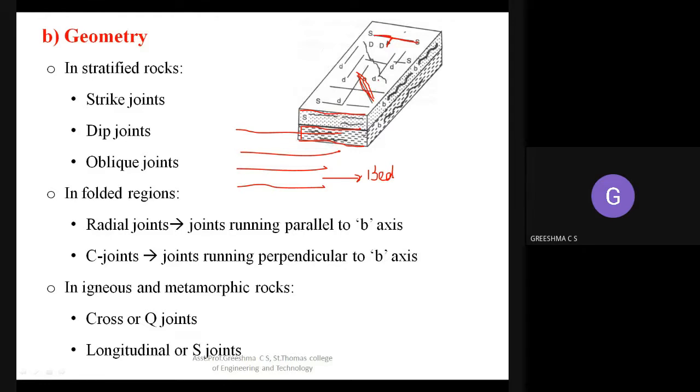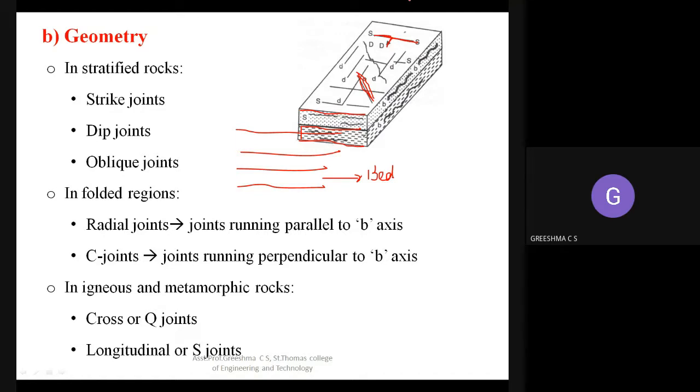Three joints that occur in a stratified rock: strike joints, dip joints, and oblique joints. I will give the theory later. Now just understand from the picture.